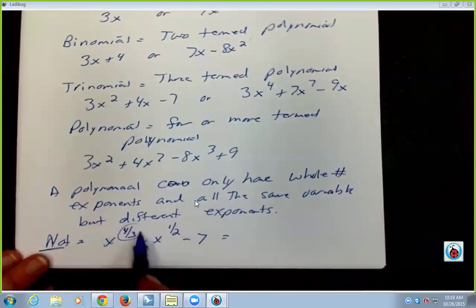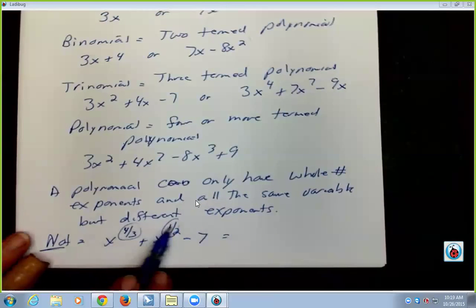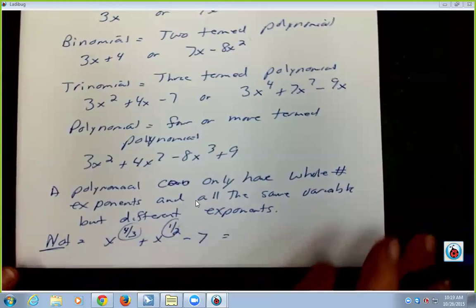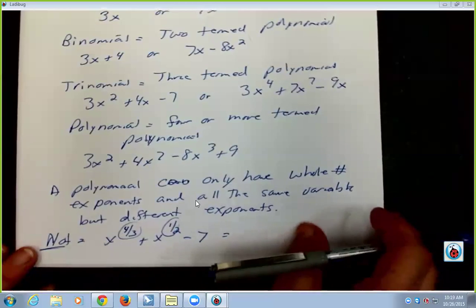So anytime you got these fractional exponents in there, we're considering it not to be a polynomial. So be careful and watch for these fractional things, and it will ask you that. Maybe we can take a look at what's going on with this assignment as we get through with this piece. So far so good? Okay.